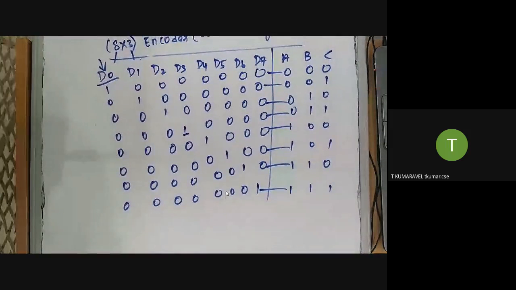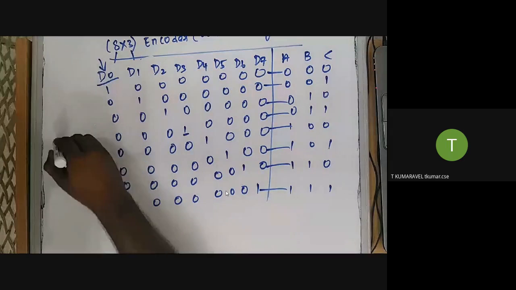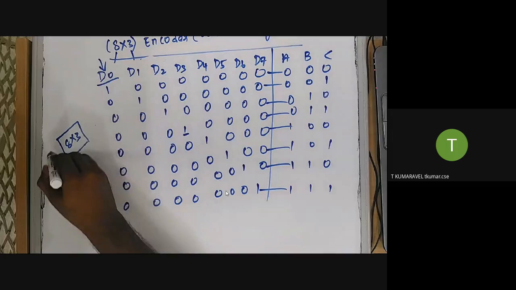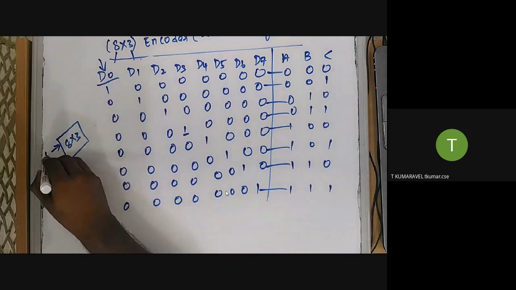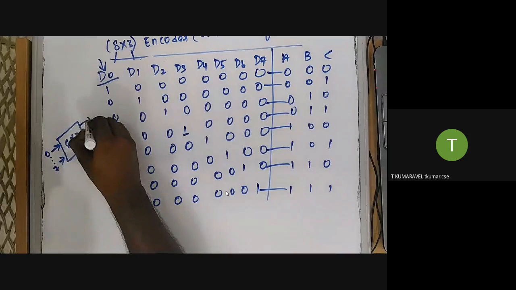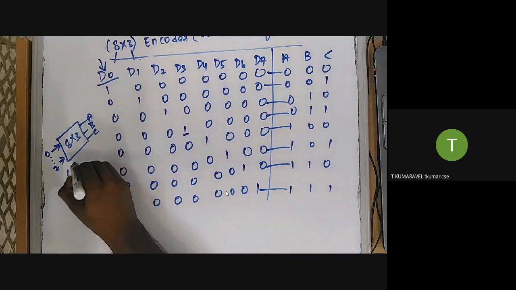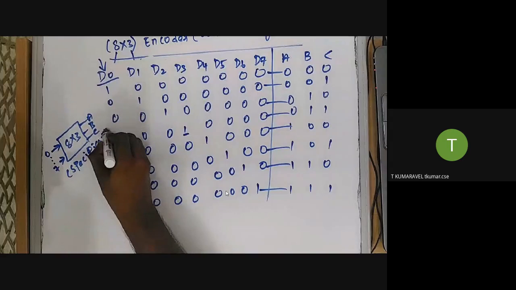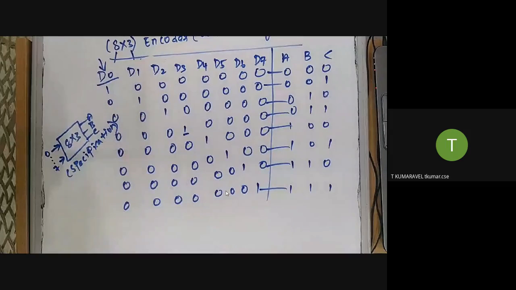What is the next task? So this is the specification. What is the specification? For the 8 by 3 encoder, you are going to take the input as 8 bits and it is going to produce the output as 3 bits, namely A, B, C. This is called the specification. So based on that, we draw the truth table.